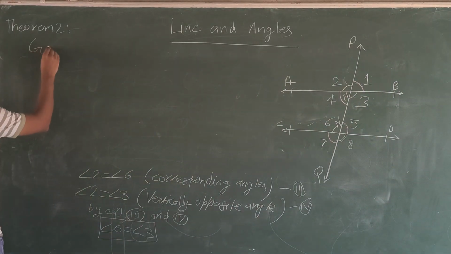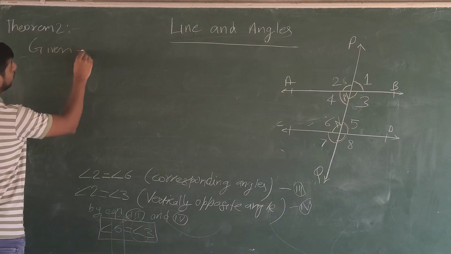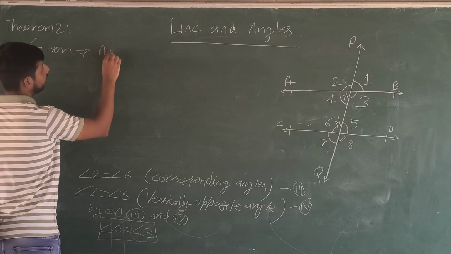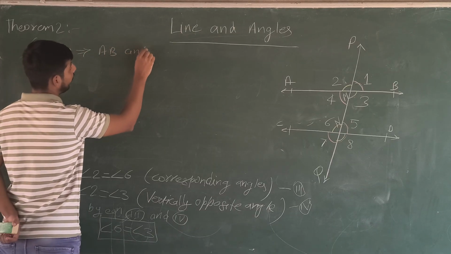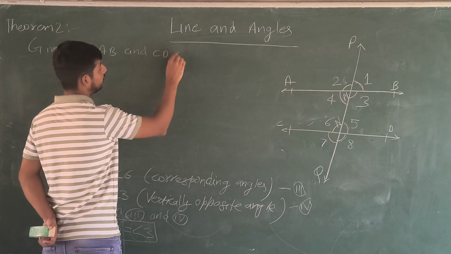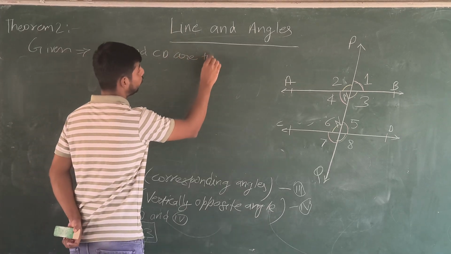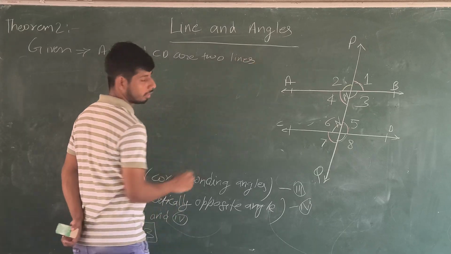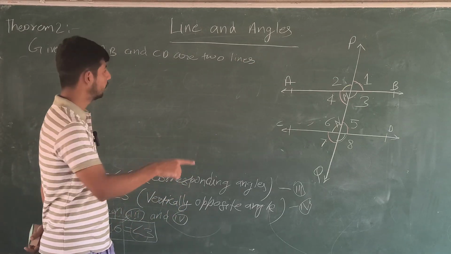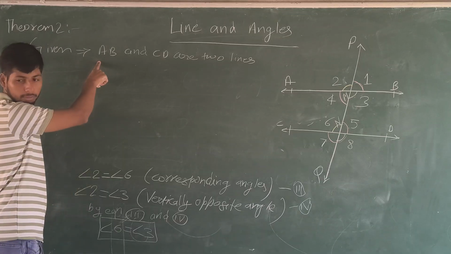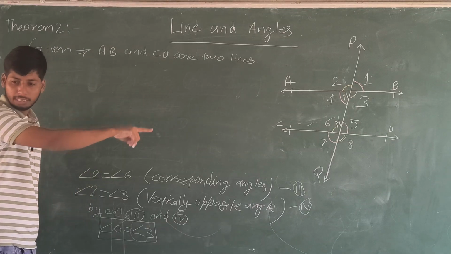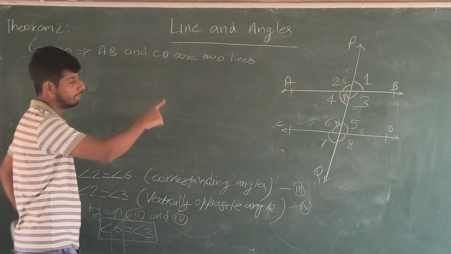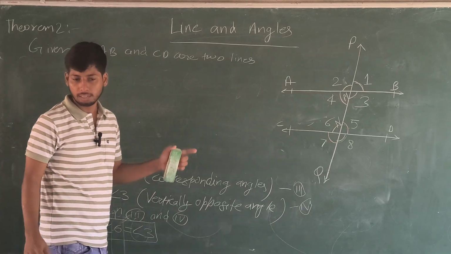Look at here. In this theorem, we are given that AB and CD are two lines. In the first theorem, it is already given that AB and CD are parallel, but here it is not given that AB and CD are parallel.